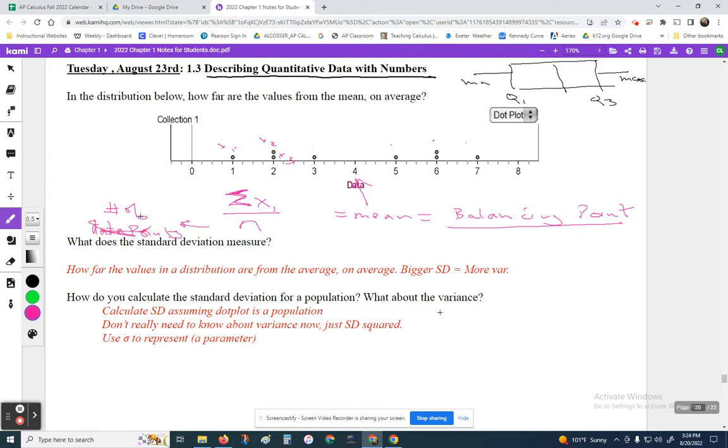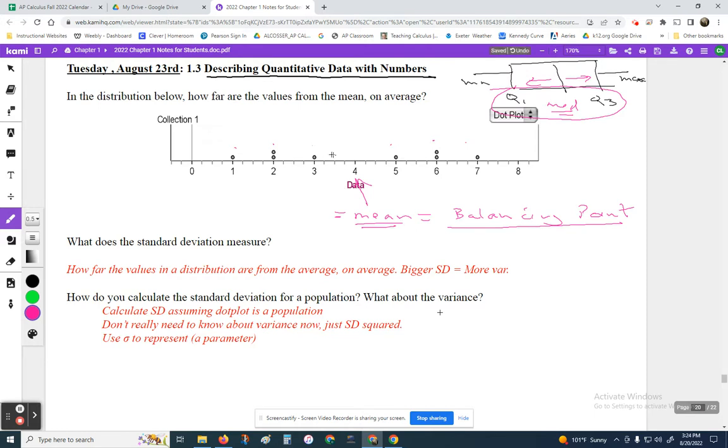So now what we've got to worry about is how do we measure spread around the mean? Because the IQR up here is measuring spread around the median, right? So now we got 25% on this side of the median and 25% on that side of the median. So what do we do here with a non-resistant measure, which is the mean, right? Our mean is our balancing point. So how do we tackle this?